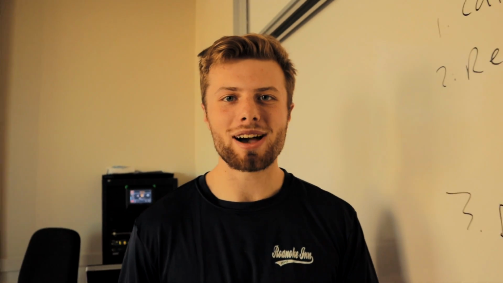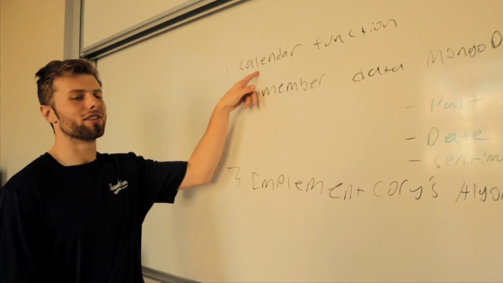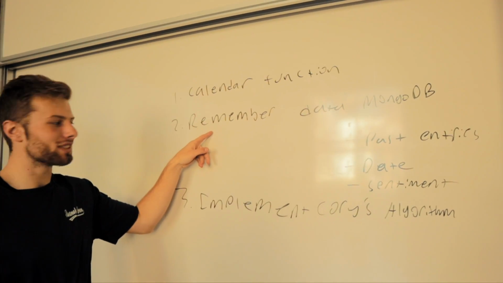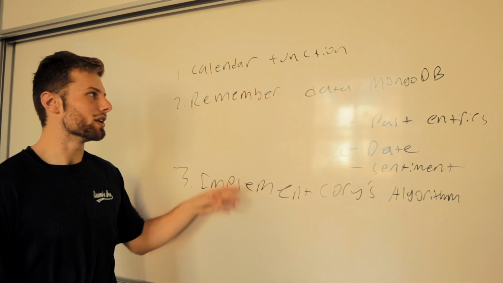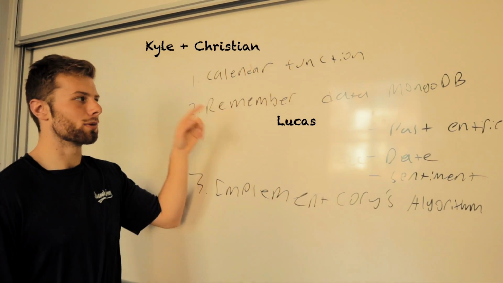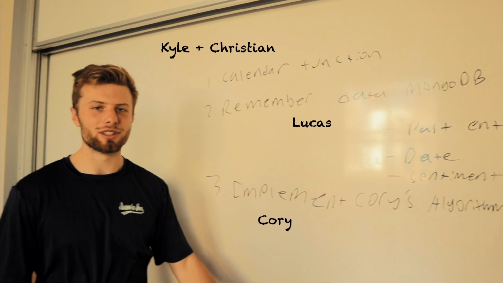Last week we built a journal app that does nothing, so this week we're gonna make it do something. We're gonna add a calendar function, we're gonna add a database, and we're gonna implement an algorithm that does mood analysis. So me and Christian will be working on the calendar, Lucas will be working on the database, and Corey will be working on the algorithm. We got 8 hours. Let's do it.